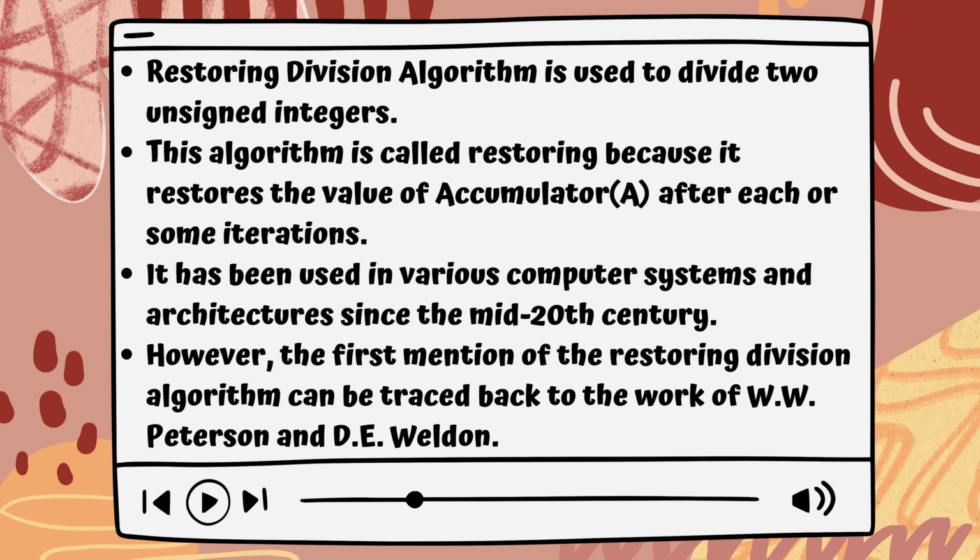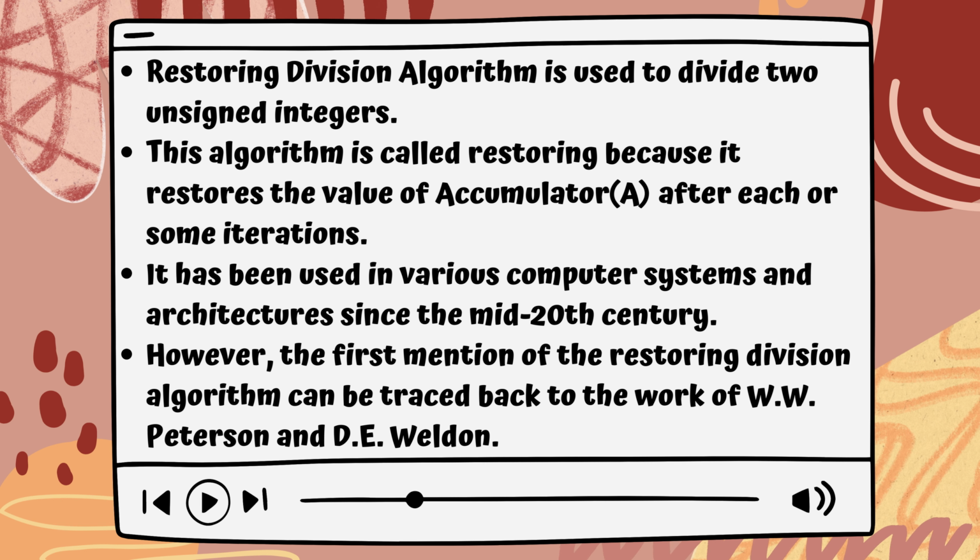Unlike other division algorithms, the restoring division algorithm restores the dividend to its original value after each subtraction, hence the name restoring. The invention of the restoring division algorithm is not attributed to any one person in particular, as it is a well-known and widely used algorithm in computer arithmetic. It has been used in various computer systems and architectures since the mid-20th century.